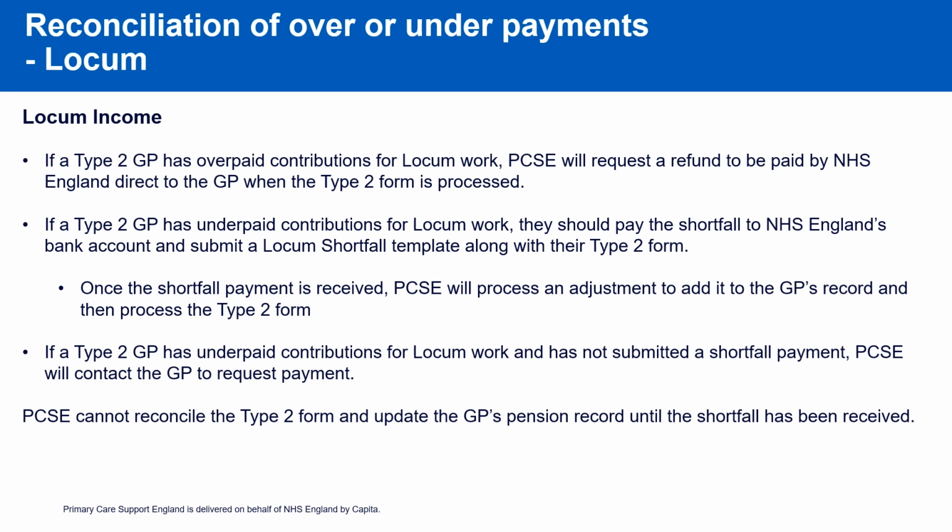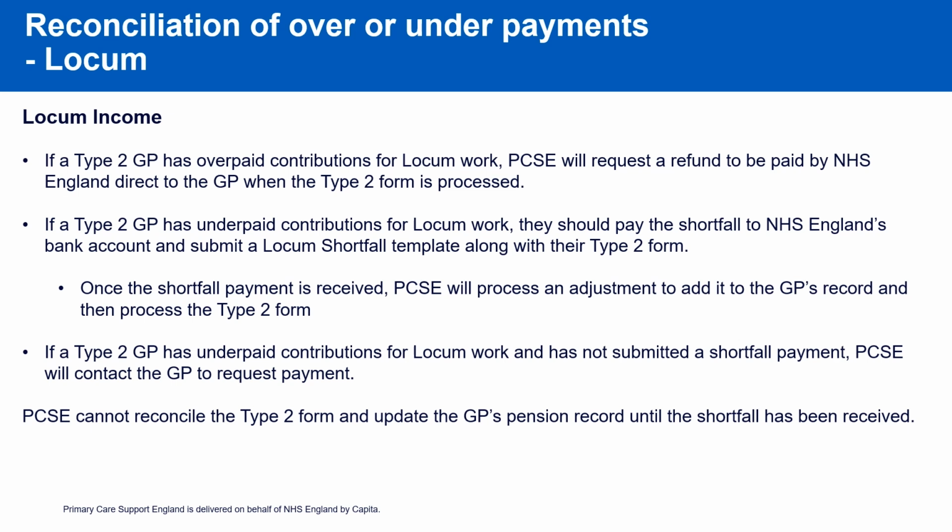Start with locum contributions for Type 2 GPs. If the Type 2 GP has overpaid contributions for their locum work, so let's say that they had thought they would need to be on the 12.5% tier rate, so we're paying their contributions at that rate, but when it came to the end of the year, they had earned less than they were expecting to, for various reasons, putting them on a lower tier rate of 9.8%, then that additional amount that the GP has overpaid will be paid back to them from NHS England.